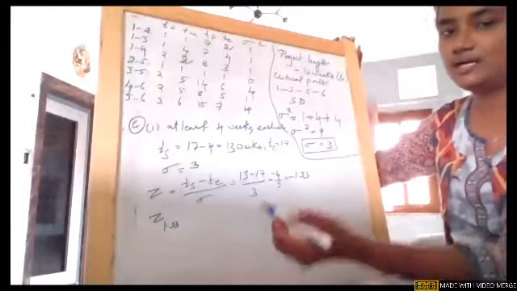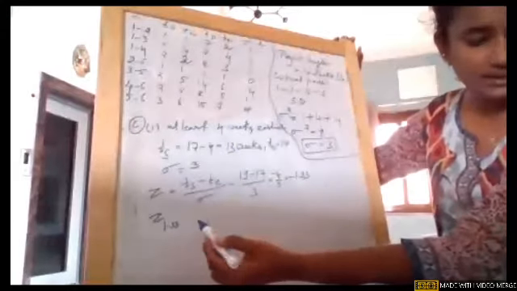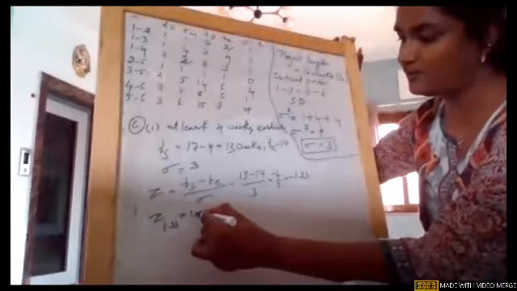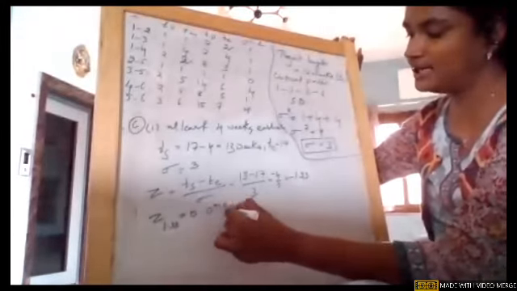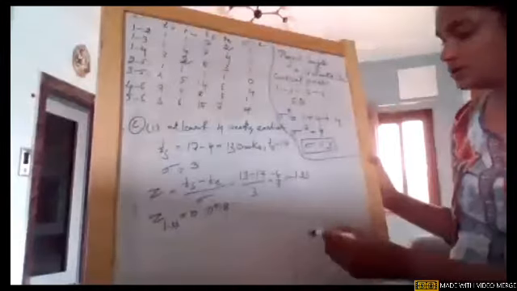Okay, now can you see it? I'm sorry, I forgot. So Z at 1.33, the table value at Z at 1.33, which is given in the question, is 0.0918. Okay, so simple. Again, we need to follow our rule.